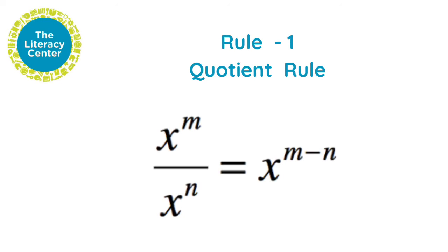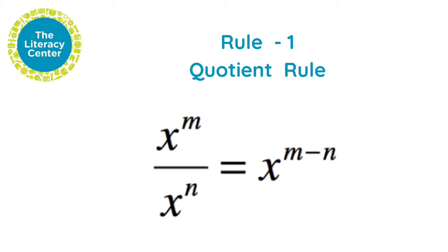Rule 1 is also known as the quotient rule. The quotient rule is one of the exponent rules that makes it easy to divide two exponents or powers with the same base. The quotient rule says that when you are dividing same bases with exponents, you can simply subtract the two exponents and keep the same base.